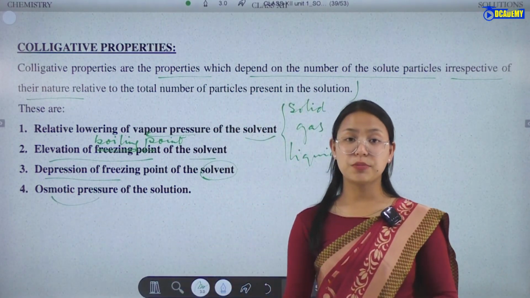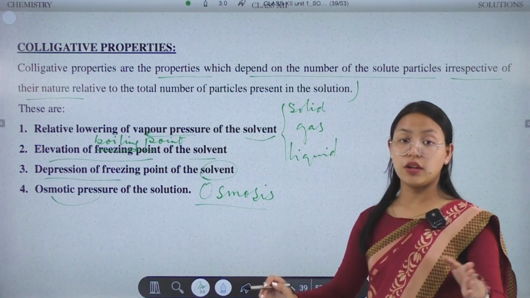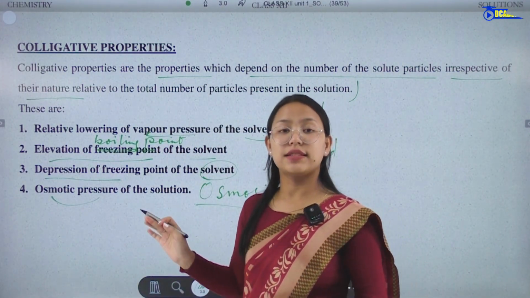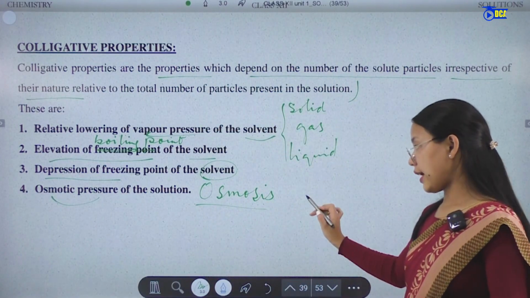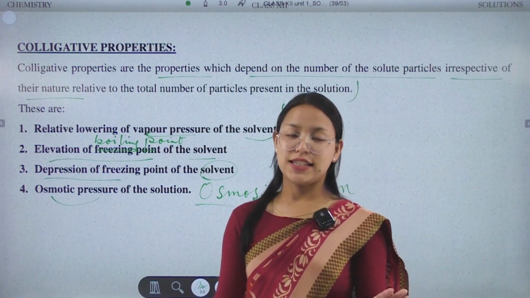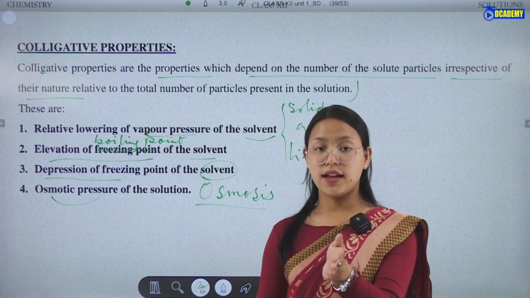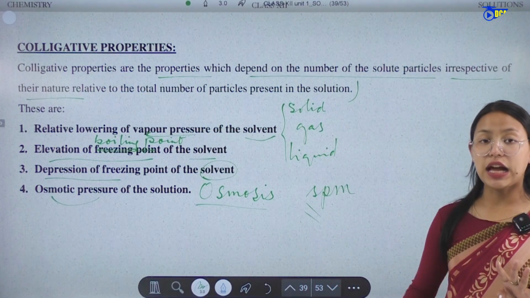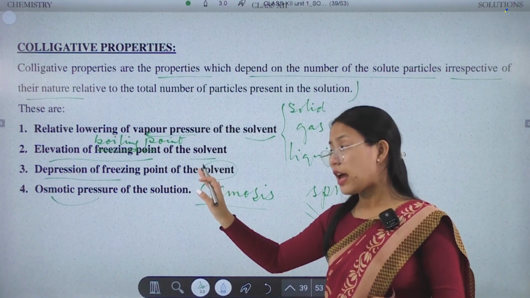Then what about osmotic pressure or osmosis? We have already learned osmosis in the lower classes like class 6, 7. In osmosis, the solvent moves through a semi-permeable membrane, and the pressure needed to stop it is the osmotic pressure. So let's go through these four colligative properties in detail: relative lowering of vapor pressure, elevation in boiling point, depression in freezing point, as well as the osmotic pressure.